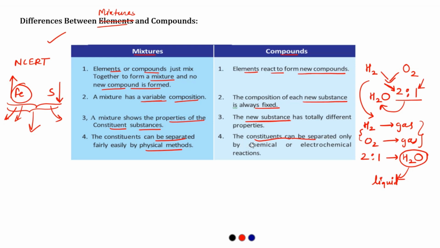So see here, the constituents cannot be separated by physical methods. We can separate them only by chemical and electrochemical reactions. We cannot separate them by using simple physical methods. So these are some of the differences between mixtures and compounds. I hope you will understand.